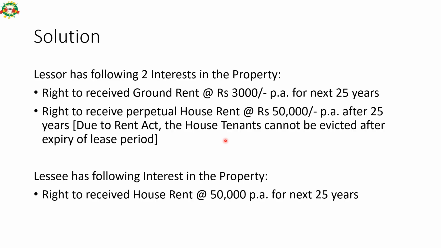However, they will start paying rent to lessor, Mr. X, instead of lessee. So for first 25 years, lessee will take rent from tenants, and after 25 years, lessor will start taking rent from tenants. So lessee will have interest in terms of house rent of 50,000 rupees from the tenants for next 25 years. That's the only interest lessee has, and these two types of interest lessor has. Now we have to calculate each of these interests separately, and then calculate the answer.